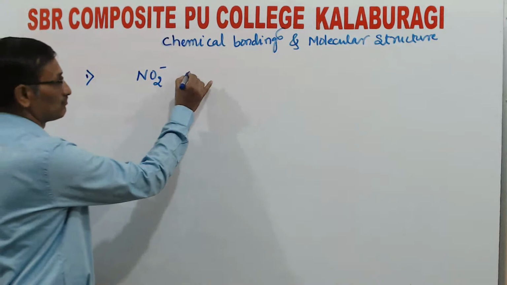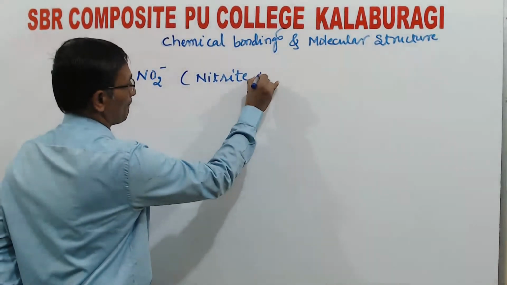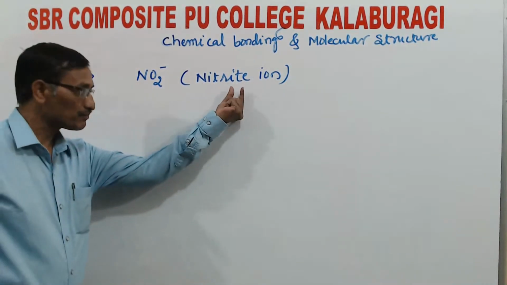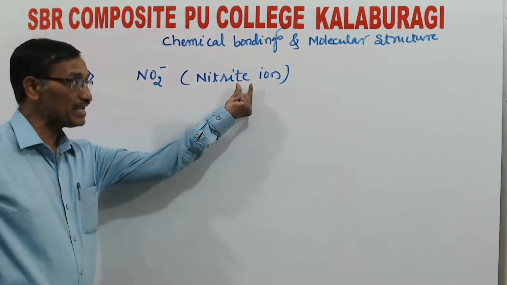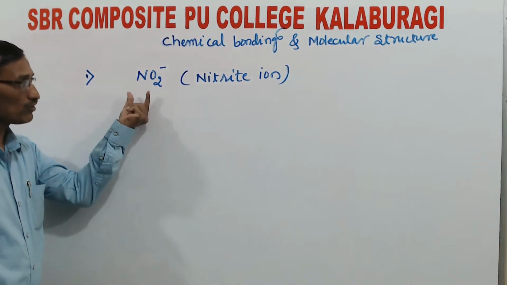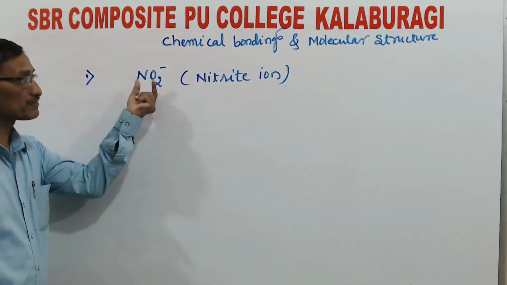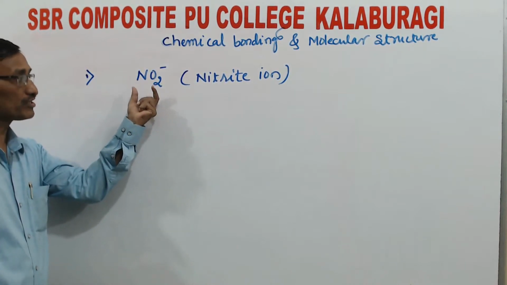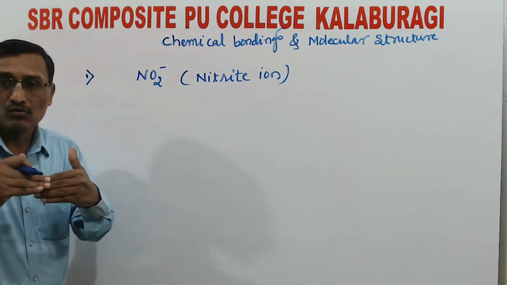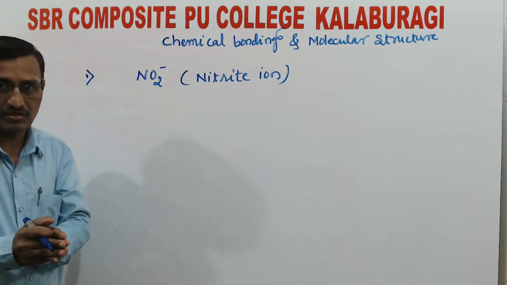This is known as the nitrite ion. See the suffix here, ITE, nitrite ion. Now, what are the steps followed while writing the Lewis structure for any covalent species? First step is you have to calculate the total number of valence shell electrons.